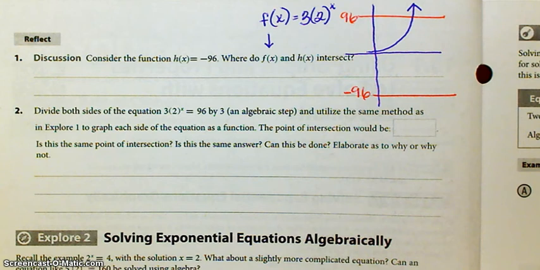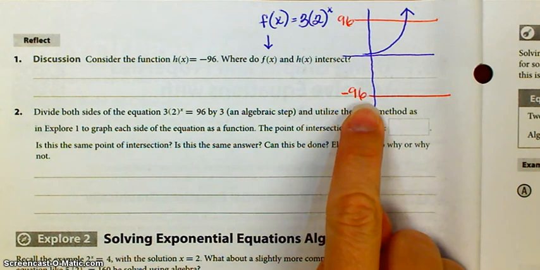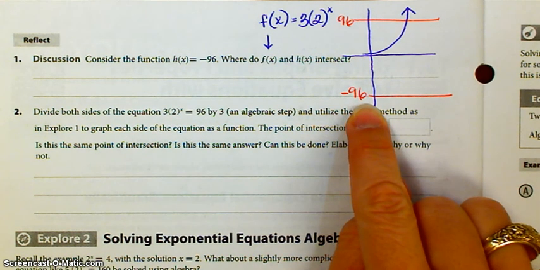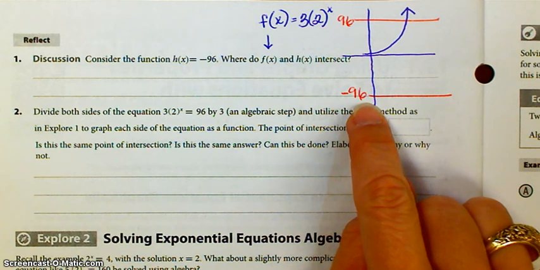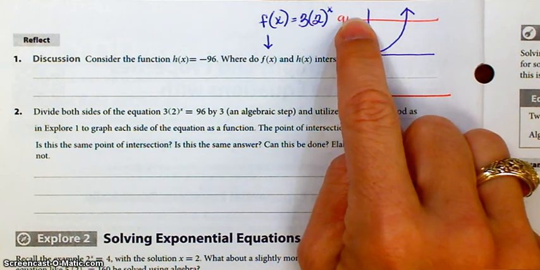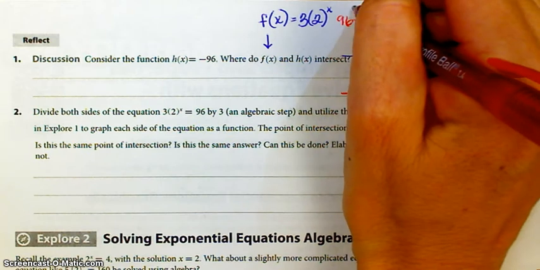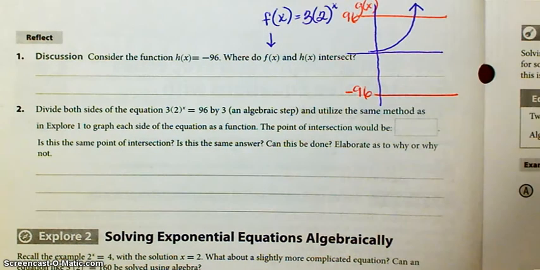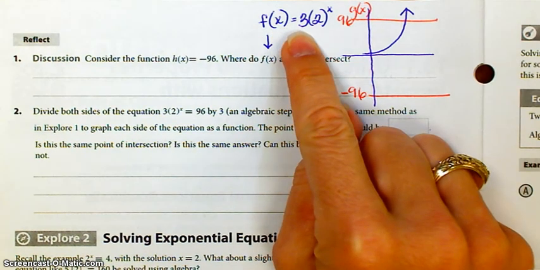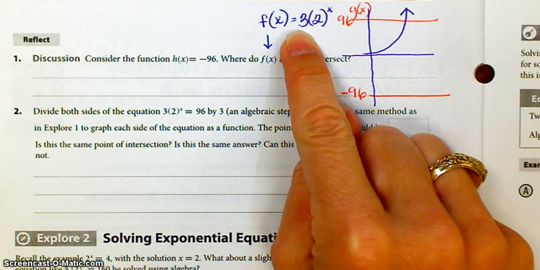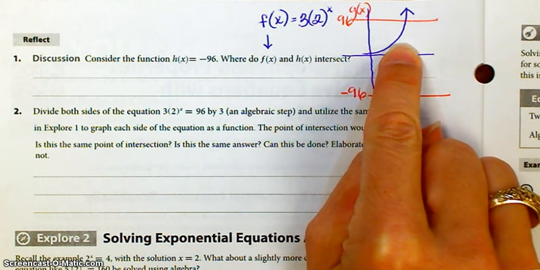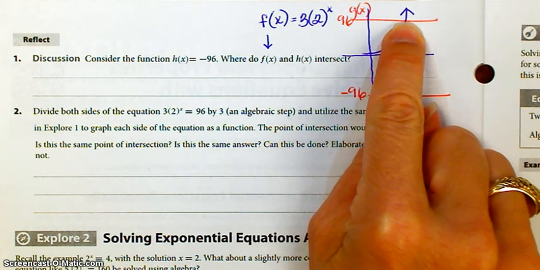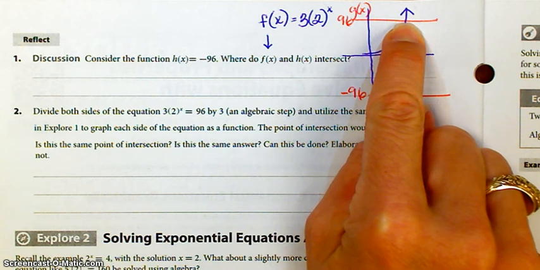All right, look at number 1. It says discussion. Consider the function. They're now talking about a third function. Let's say that we had a function h of x is equal to negative 96. Well, that's this line down here, way down below the x-axis. Here is our g of x from the previous page. Okay, so f of x, our original equation, looks like this and intersects g of x at 5, 96, right?